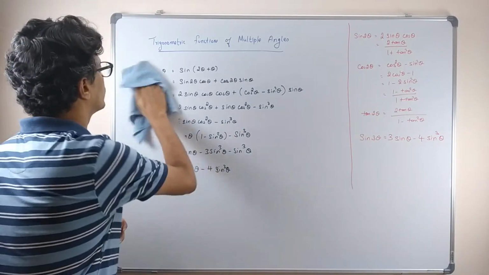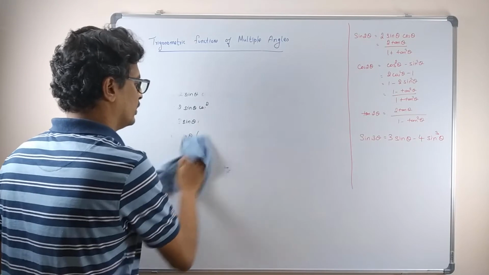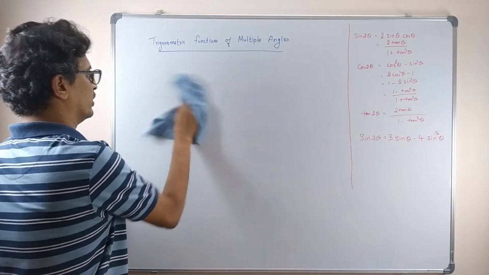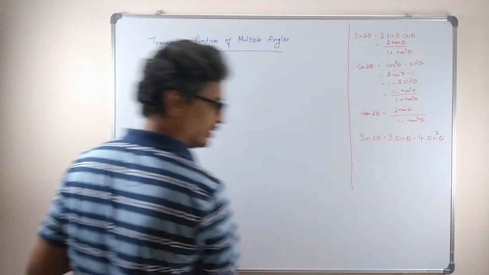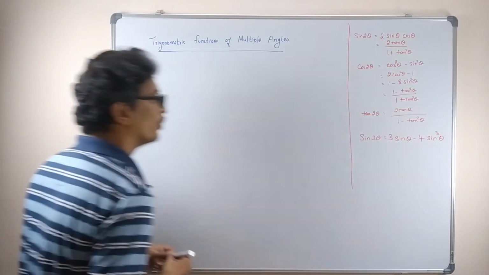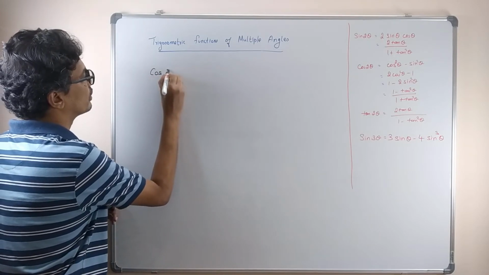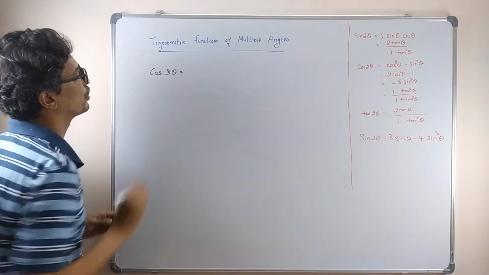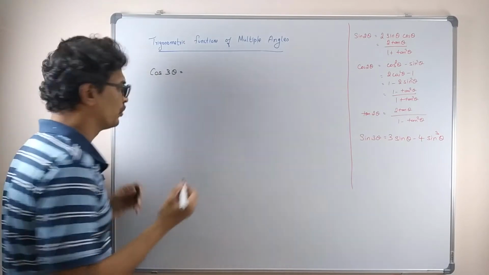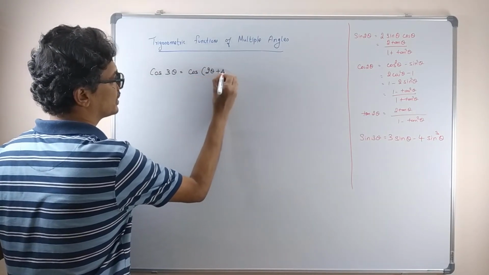So now, what is the next one? We will see cos 3 theta. Correct? We did only sin, no? Let us see cos 3 theta. So cos 3 theta will be equal to what? Again the same method we have to use. So cos of 2 theta plus theta.